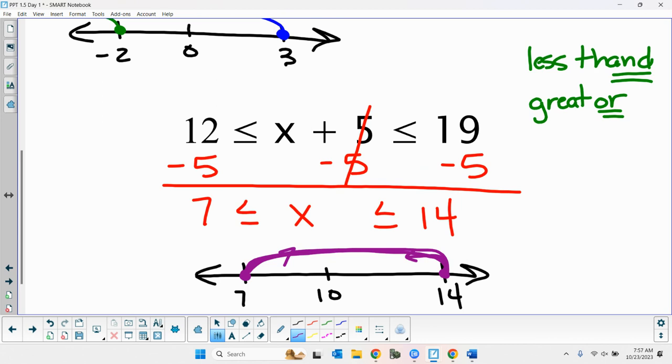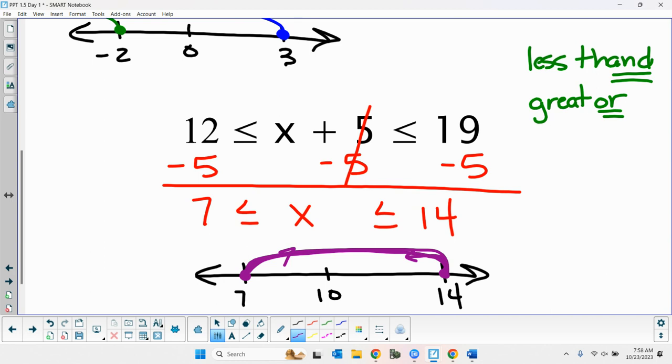If I picked 15, 15 plus 5 is 20. It's not between 19 and 12, right? If I picked 6, 6 plus 5 is 11. It's not in between 12 and 17 or 19, right? So what we did, remember, a graph is just a picture of all the answers. That's why we're graphing it, so we can show what it looks like. Okay, so that's a compound.